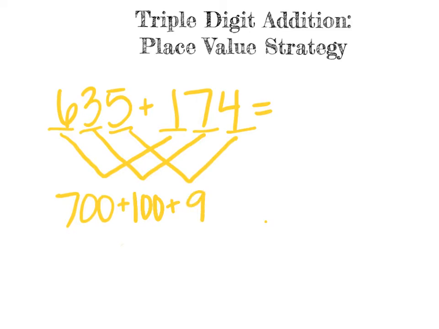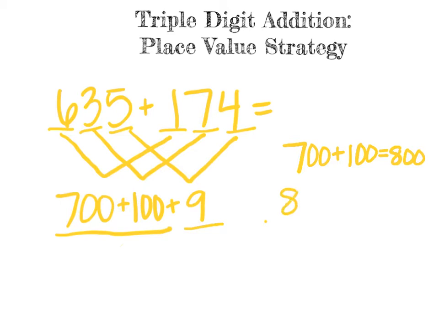So I'm going to break this one up to add them together. So I'm going to add 700 plus 100 first. And I know that 700 plus 100 equals 800. Okay? Then I need to add the 9. So I add 800 plus 9, and that gives me 809. So that is my answer.